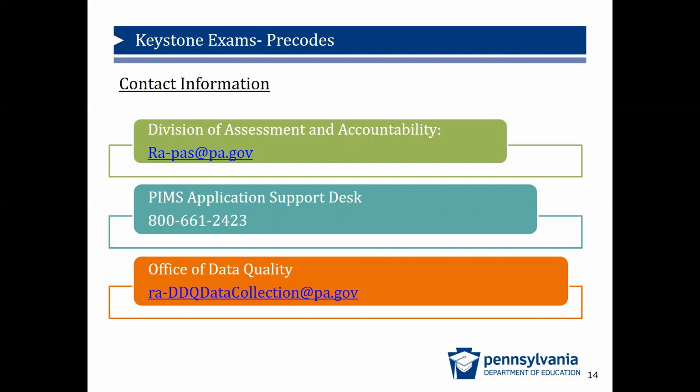A list of contacts are provided if you have any questions or need clarification. The Division of Assessment and Accountability can be reached at ra-pas@pa.gov. Please call 800-661-2423 to get assistance from the PIMS Application Support Desk. Lastly, the Office of Data Quality can be emailed at ra-ddq-datacollection@pa.gov. Thank you for reviewing this webinar for Keystone Exams Precodes.